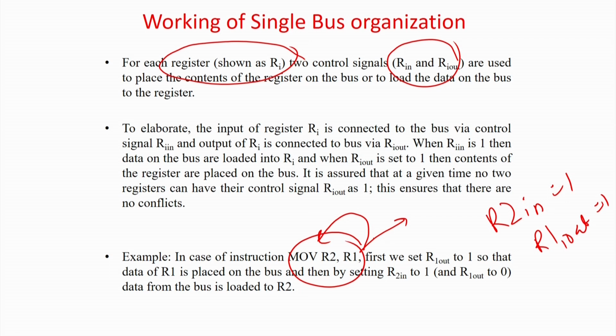Of course, other things have to be made 0. R1 out is equal to 1, so R1 in has to be made 0. For example, R2 is reading, so R2 in is 1 and R2 out has to be set to 0. That is the idea, very simple logic.